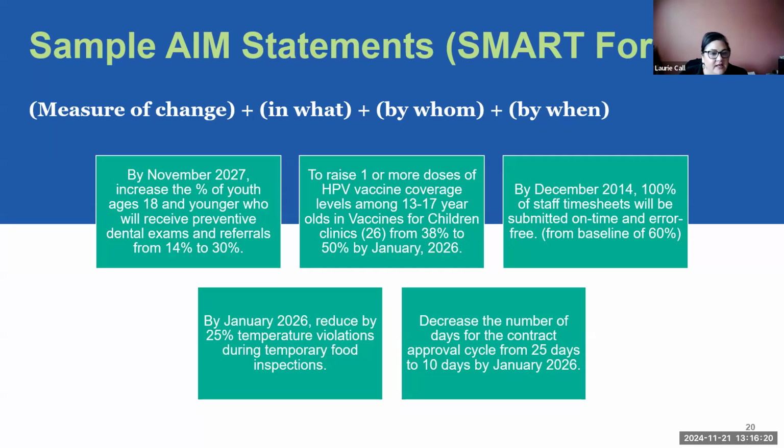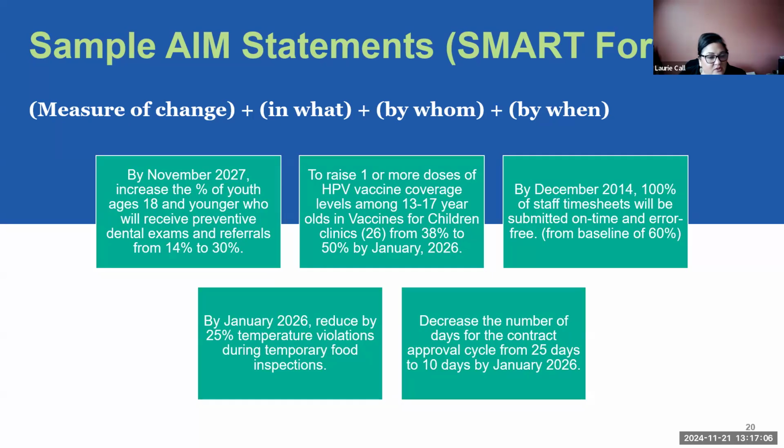Here's some sample aim statements, and these are based on health departments I've worked with in the past. By a certain date, increase the percent of youth ages 18 and younger who will receive preventative dental exams and referrals from blank percent, the baseline, to the desired percent. To raise one or more doses of HPV vaccine coverage levels among a certain age group in certain clinics from baseline to the desired amount.